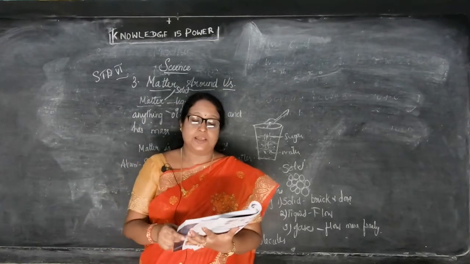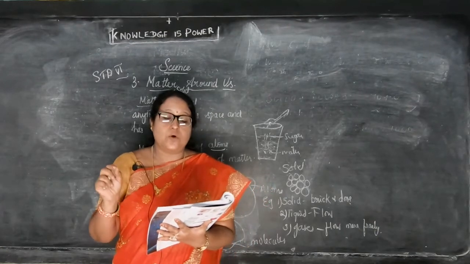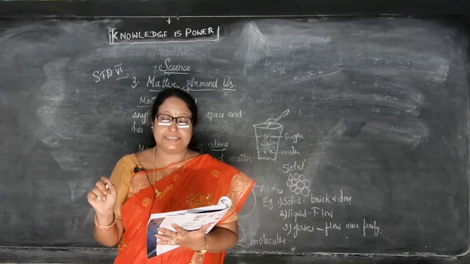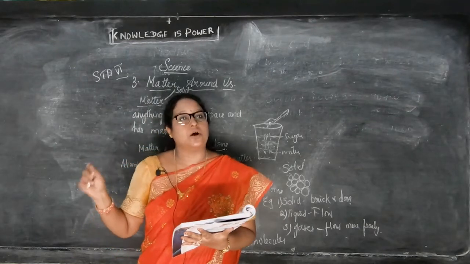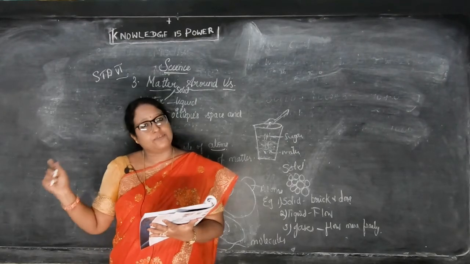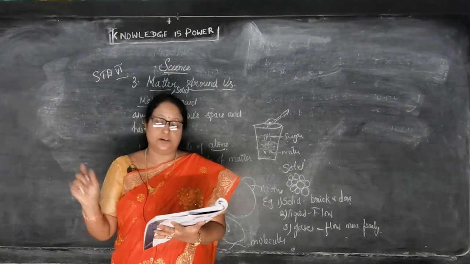And the next one is, now light an incense stick and keep it in one corner of the room. So what you have to do is light an incense stick and keep it in one corner of the room.